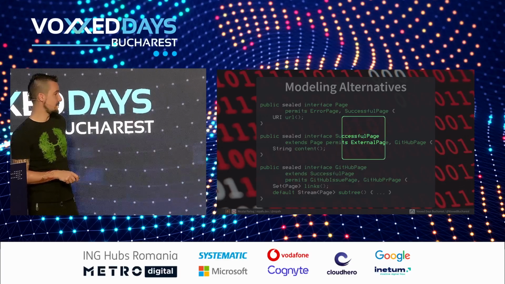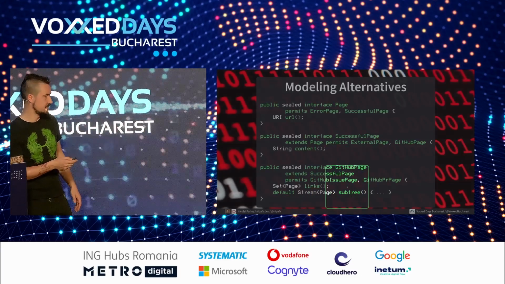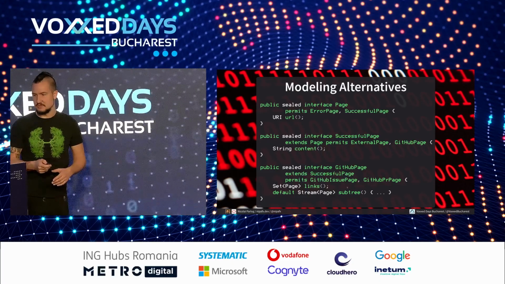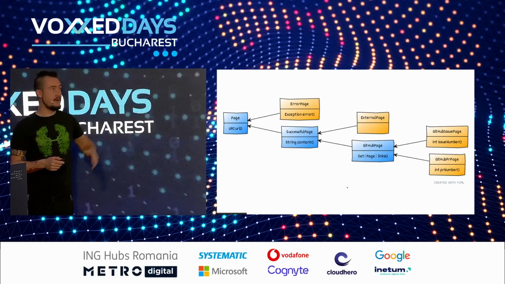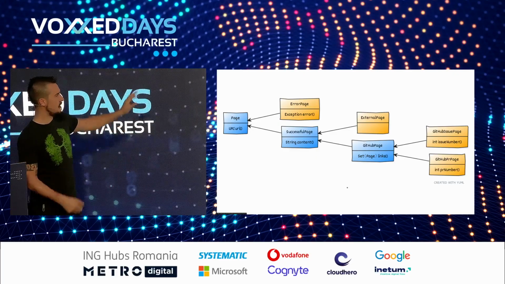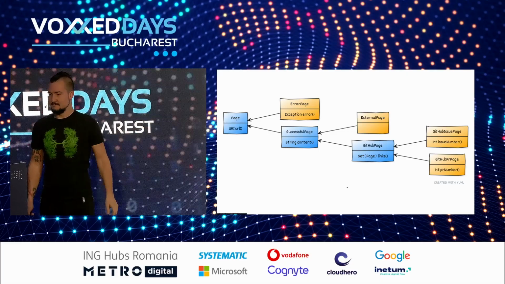And the GitHub page then comes with additional links, and I added this subtree method, which comes in handy later, which just streams all the pages in the subtree. So this is the hierarchy we're creating. I think that's how UML works. Blue are interfaces, orange are records.